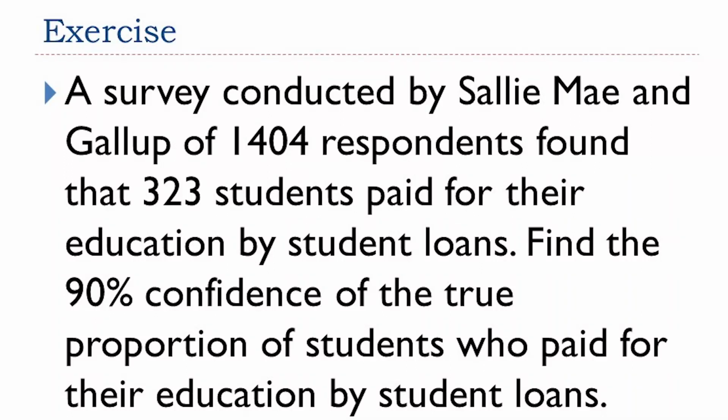Next, number 2 example. A survey conducted by Sally Mae and Gallup of 1,404 respondents found that 332 students paid for their education by student loans. Find the 90% confidence interval of the true proportion of students who paid for their education by student loans. Okay? So first, what are the givens?